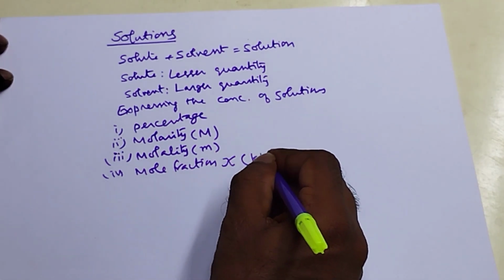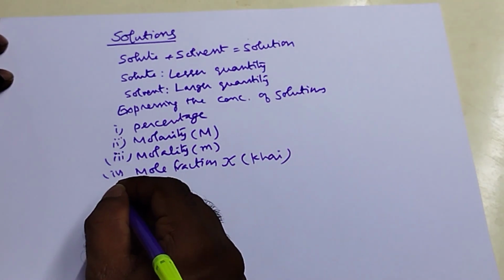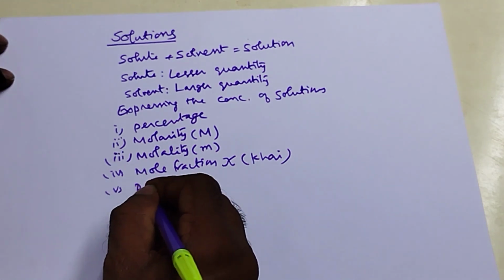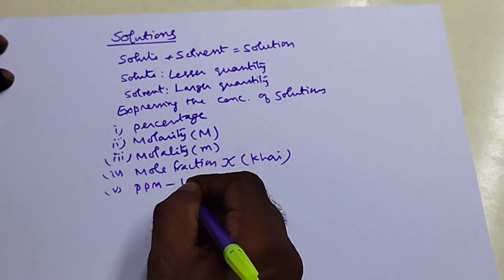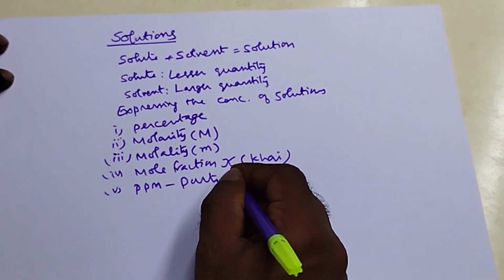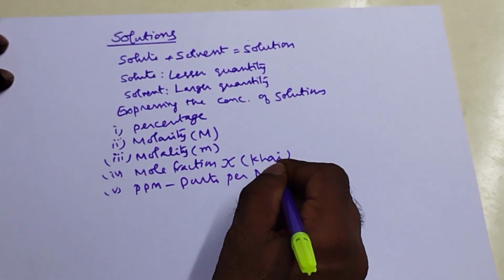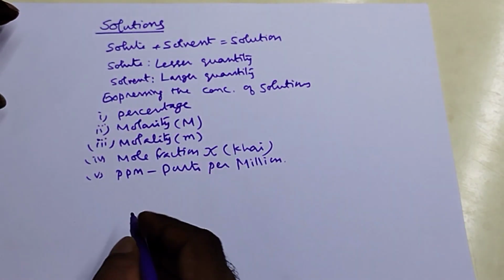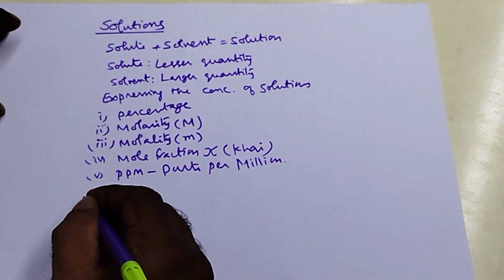How do you pronounce this letter? Chi. Then the last one is ppm, which is parts per million. So, we are going to discuss all these ways of expressing the concentration of solutions: percentage, molarity, molality, mole fraction, and ppm. Let us discuss them one by one. Okay, first, let us start with percentage.